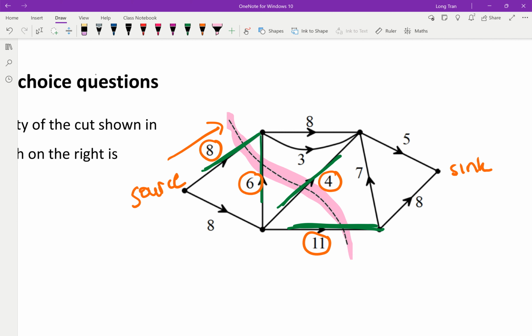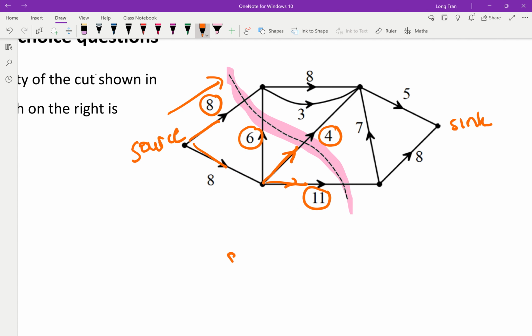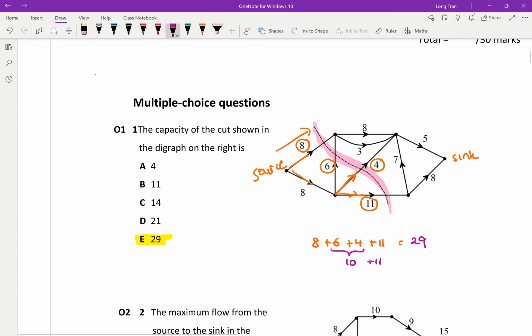And then we look at the direction of each of those edges. And the direction, you can see it's coming from the source, and this point is coming from the source, and this point is coming from the source. So in fact, you would be collecting them all. So 8 plus 6 plus 4 plus 11. What does that give me? 6 plus 4 is 10. 10 plus 11 is 21. 21 plus 8 is 29. Okay, so that's how we get E as 29.